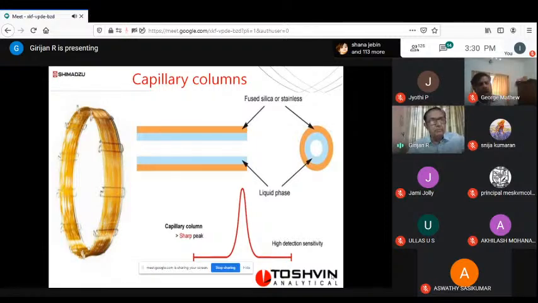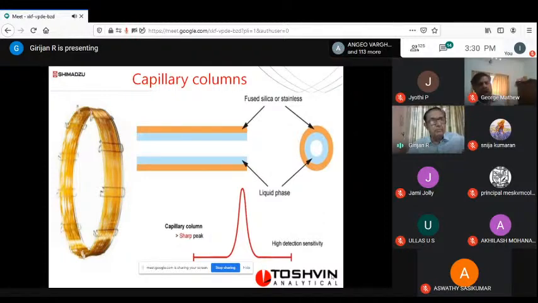Now the difference between packed column and capillary column is that in a capillary column, there is no packing. Then you will ask me, where is the stationary phase? You can see the stationary phase is coated inside the tubing as a very, very thin layer. I've shown that as a liquid phase, the blue color, you can see that inside. That's a very thin layer of the stationary phase coated. And the coating thickness is in terms of micron.